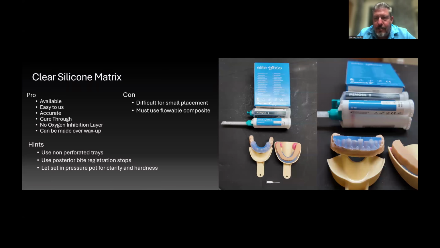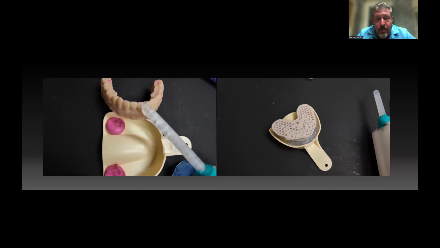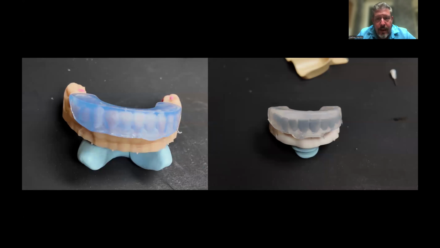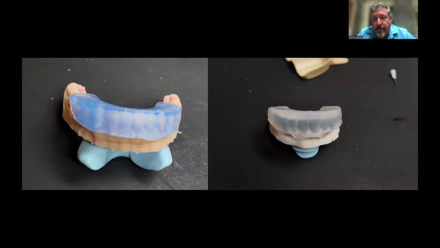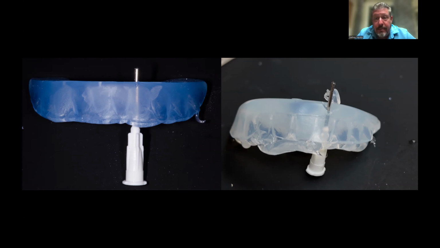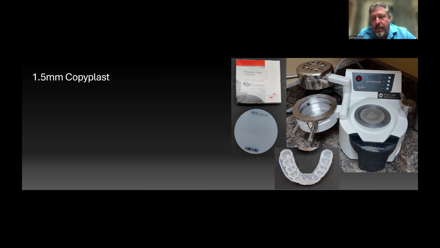The clear silicone matrix. I'm forgetting my words. And there's some other really cool things I'll show you can do with this in a minute. 1.5 millimeter Copyplast. I love Copyplast. I use this for a lot of my temporaries. I use it for my temporary veneers.